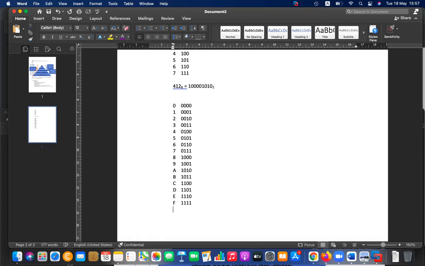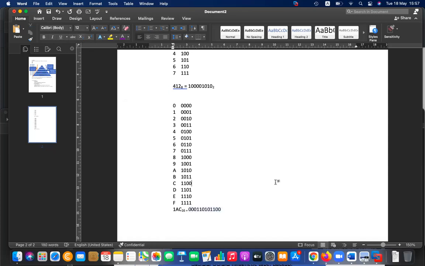And then if a number is like 1AC in hexadecimal, then you can easily write. So what is this 1AC in hexadecimal? That is equal to 1 means 0001, A means 1010, C means 1100. This is how you can.